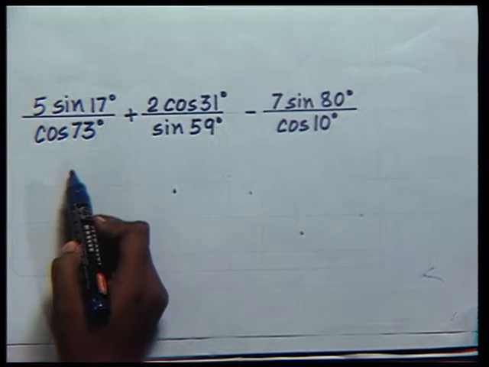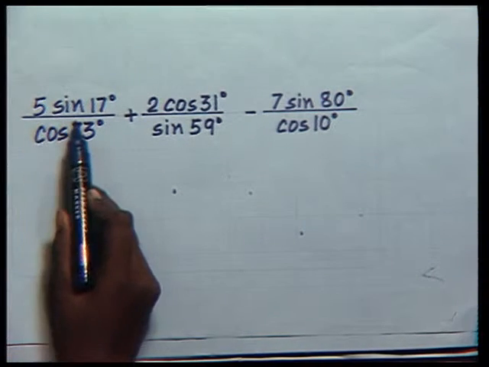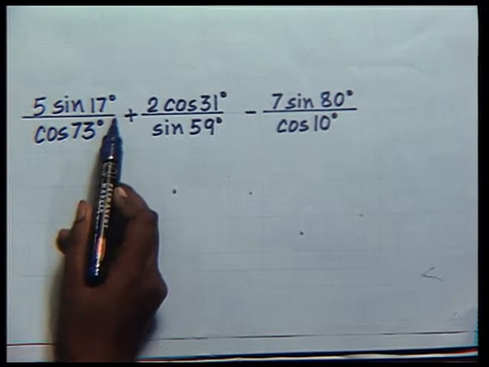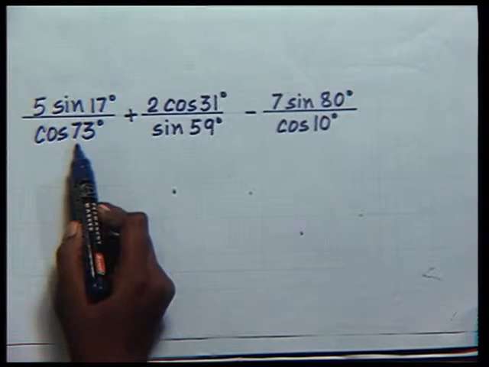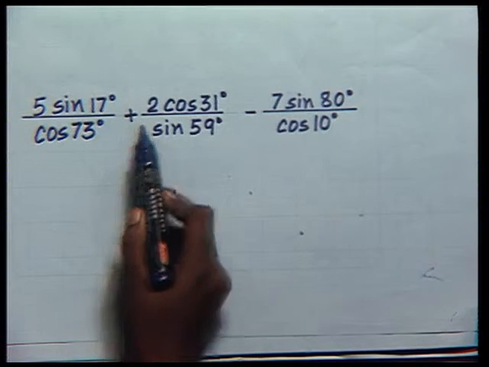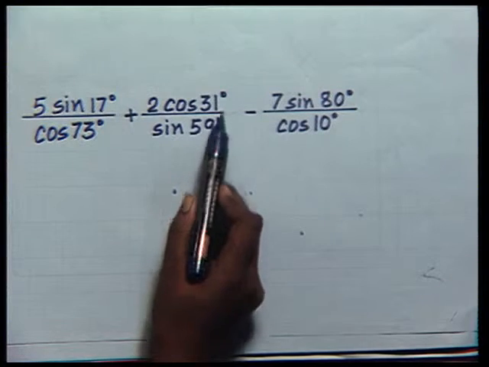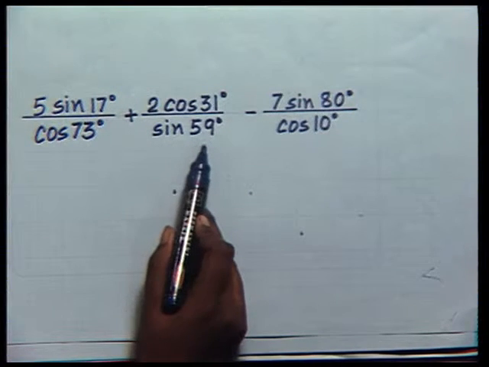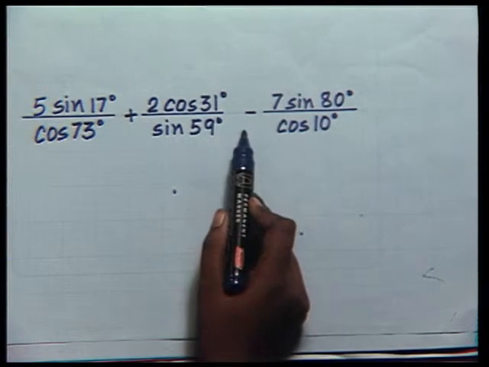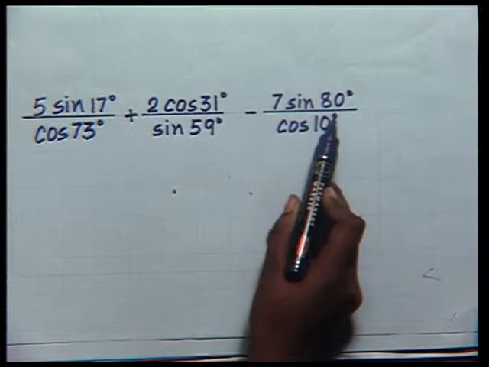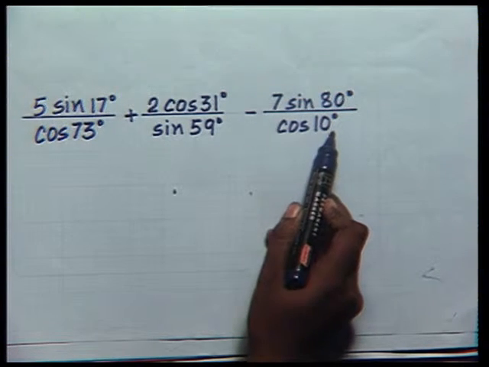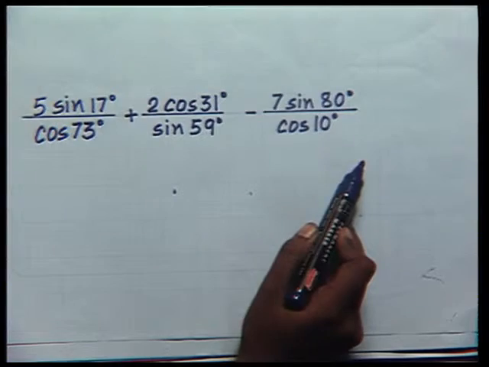Let us take another problem. We have to find out the value of 5 sin 17 degree upon cos 73 degree plus 2 cos 31 degree upon sin 59 degree minus 7 sin 80 degree upon cos 10 degree without using the tables, that is trigonometric tables. How can we find out the value of such an expression? Let us see.